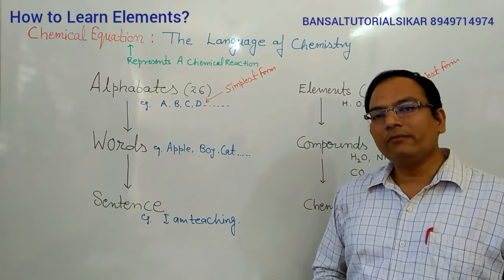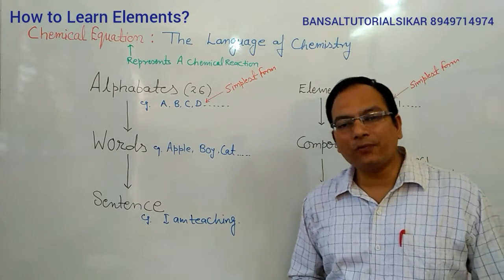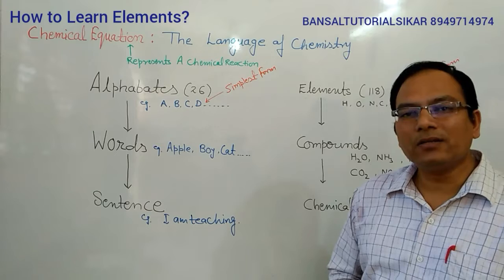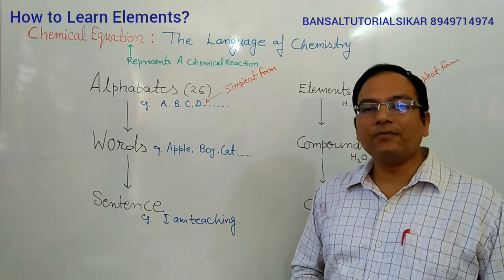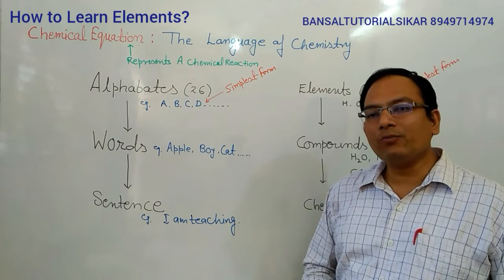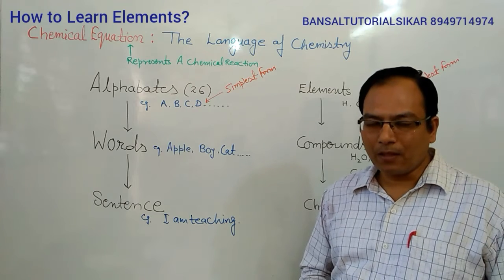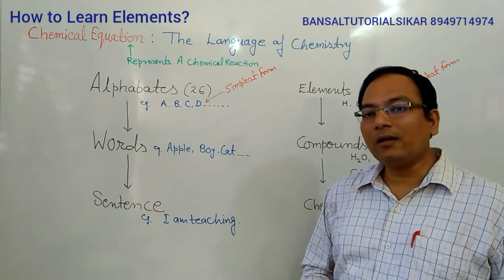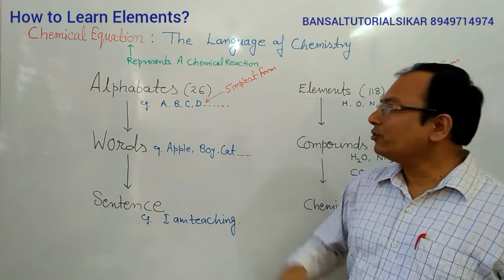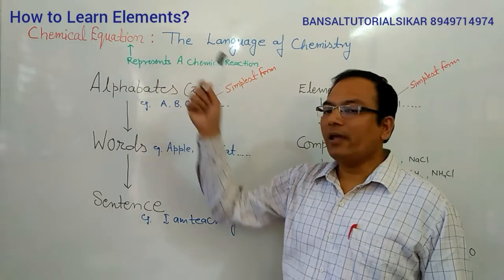Students, in this chapter we are discussing how to make the chemical formula and their chemical name. In today's lecture we will discuss the different types of elements and their symbols, which are very essential to make the chemical formula. And the chemical formula are very essential for making chemical equation.